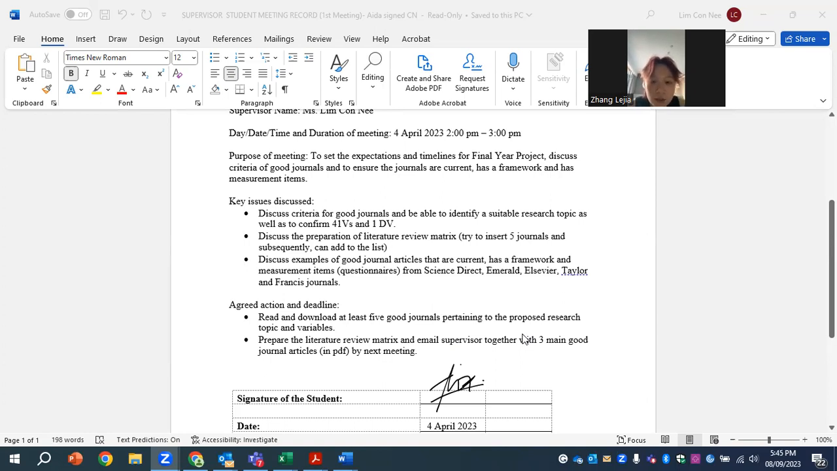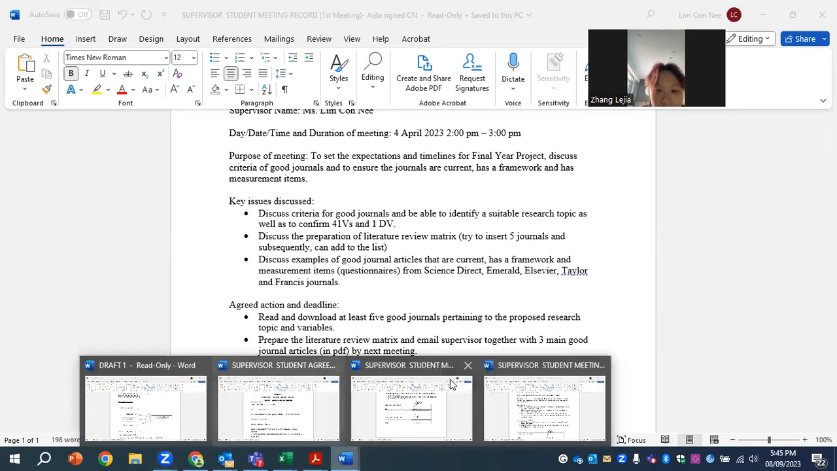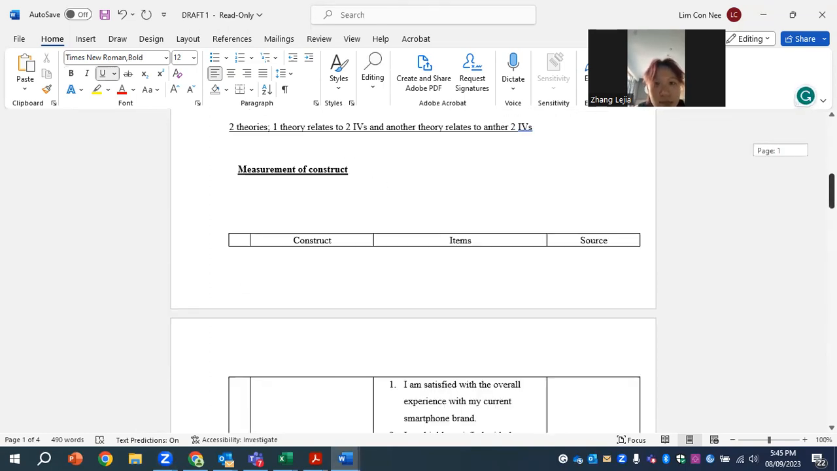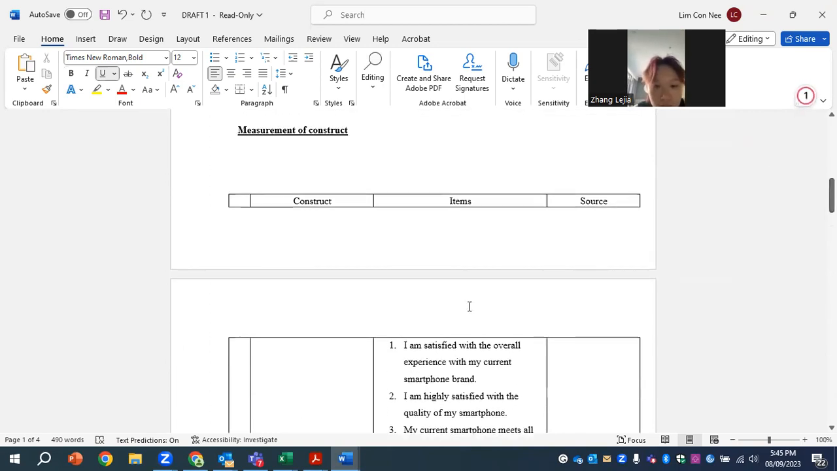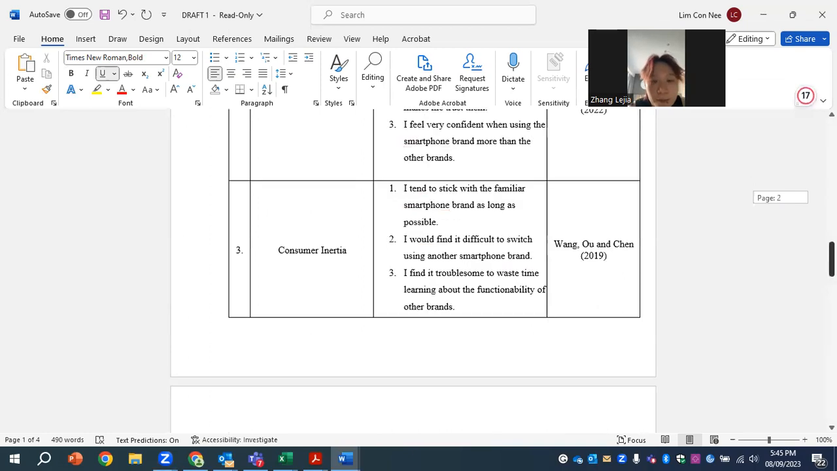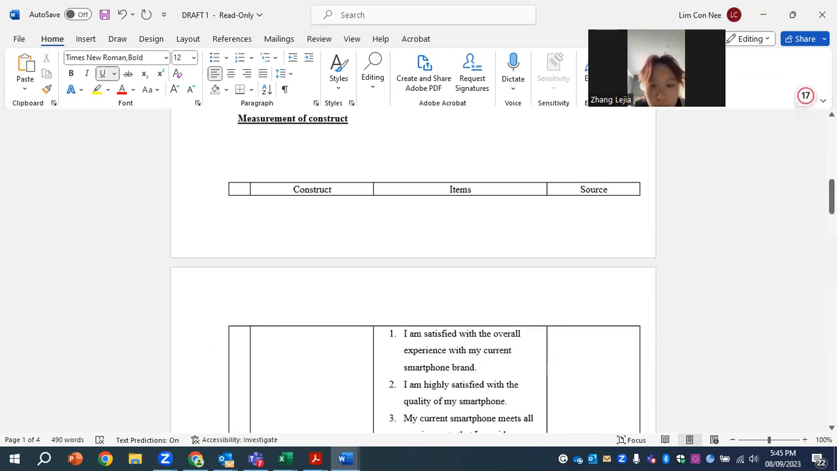Okay. And you also, of course, need to come up with this one. This one, the diagram, draw it out for me when we meet. And also you need to prepare the table as well, the measurement construct table. So where is your variable? Where is it coming from? Which journal is it coming from? Oh, it's coming from this journal. Okay? Right. So this is what you need to do. Quite a lot. You need to spend some time.